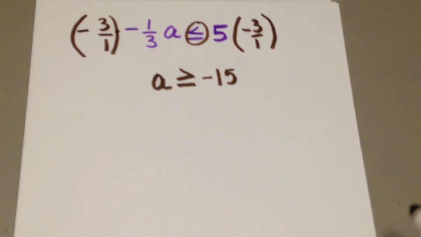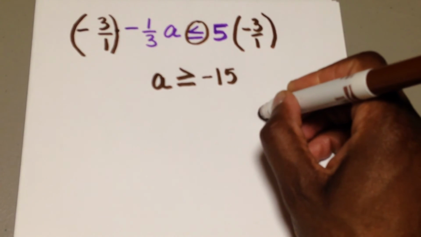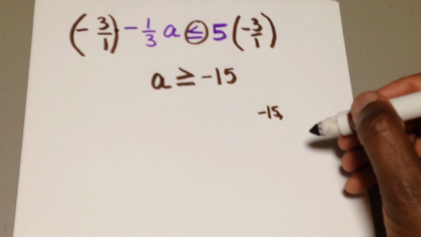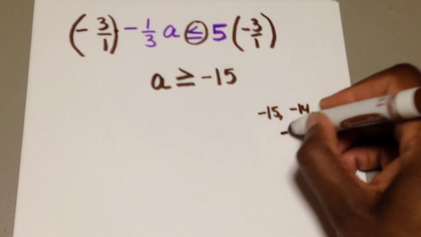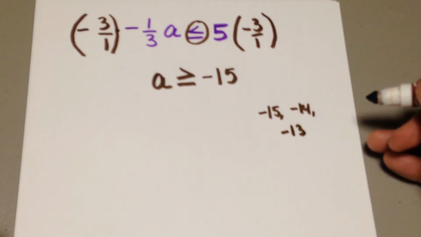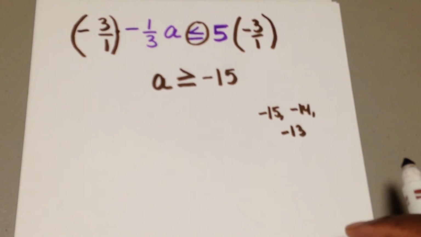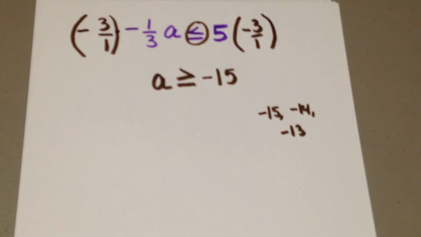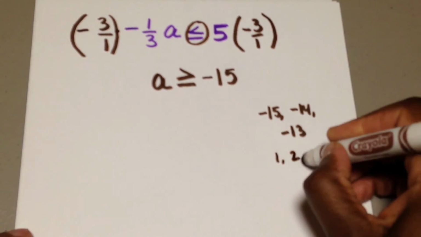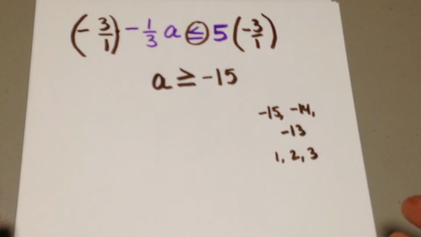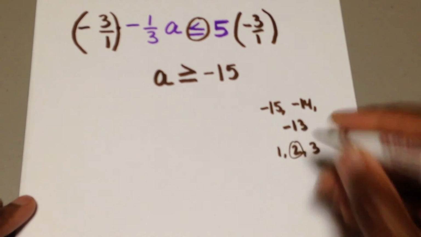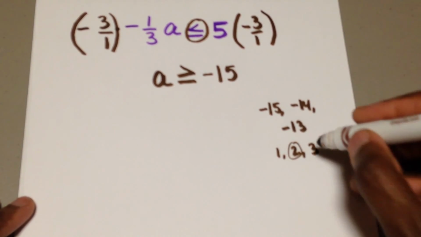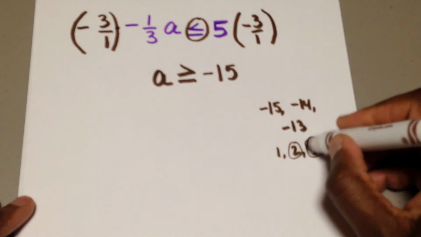So let's think of some values in the solution set. If a is going to be greater than or equal to negative 15, it could be negative 15. It can be greater than that, so that'll be negative 14. It could be negative 13. It could be all the way up to 0. It could be 1, 2, 3. We could probably try some positive numbers too. Let's check to find out if a positive number would work. So let's use 2. Well, matter of fact, to make it easier, let me use the number 3.